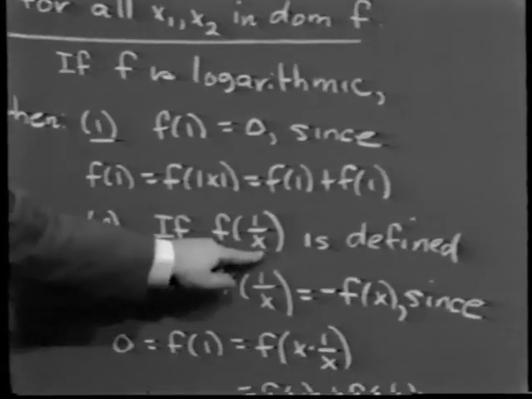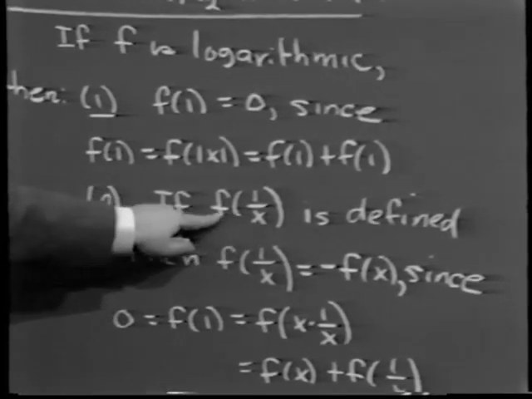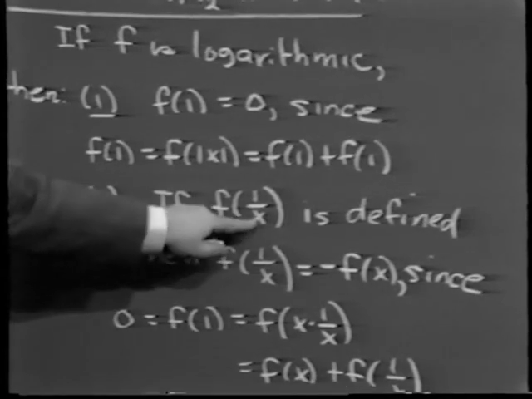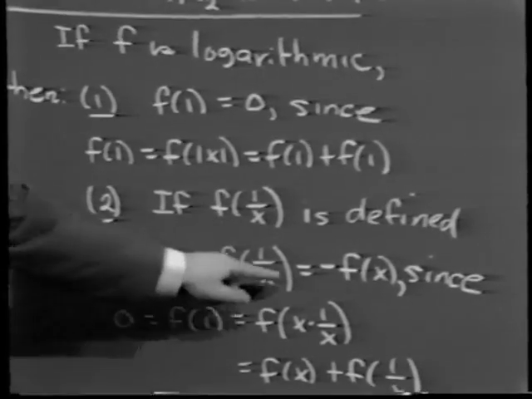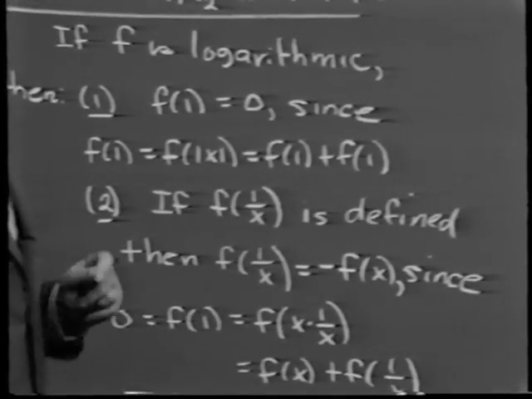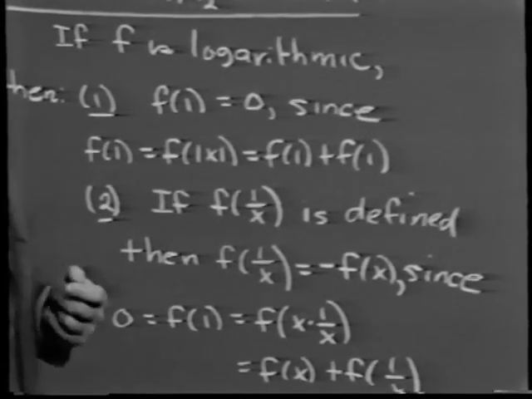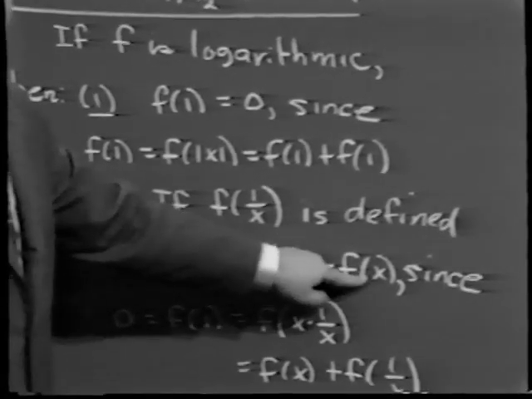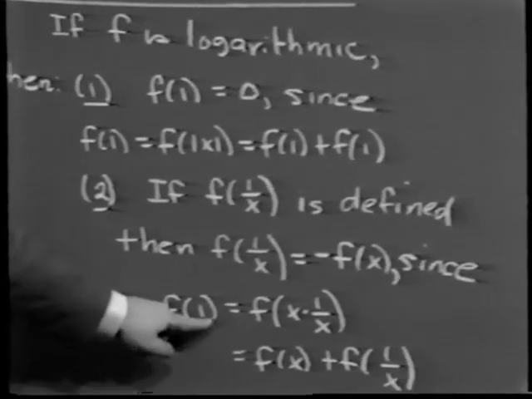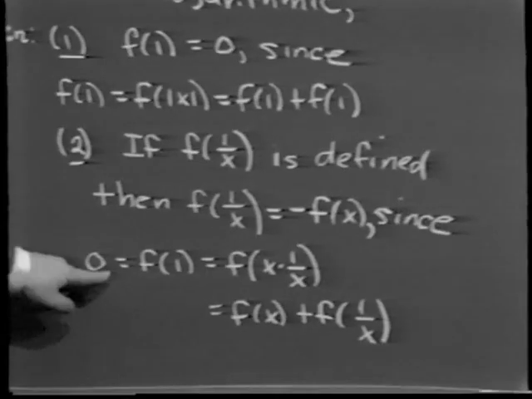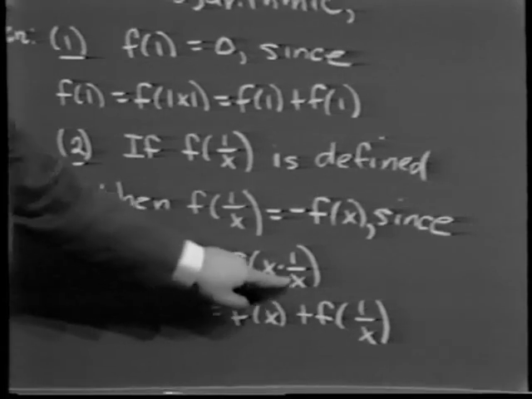Secondly, if 1 over x is defined, in other words, I'm not sure whether 1 over x is in the domain of f just because x is, but suppose 1 over x is in the domain of f. Then f of 1 over x is equal to minus f of x. In other words, f of a number is minus f of the reciprocal of that number. Again, a familiar logarithmic property. Why does it follow from our basic definition? Well, notice that we already know that f of 1 is 0. We also know that 1 is equal to x times 1 over x, provided x is not 0.